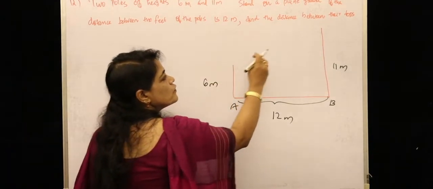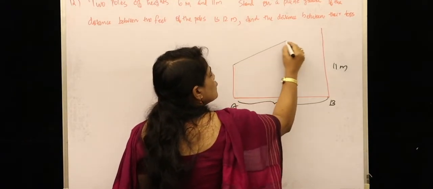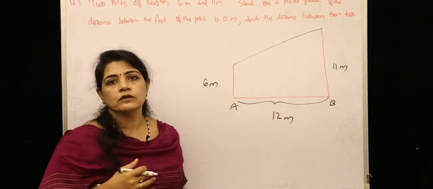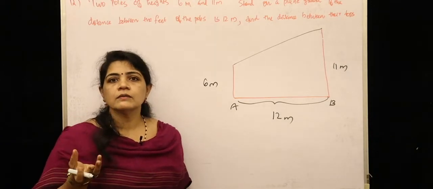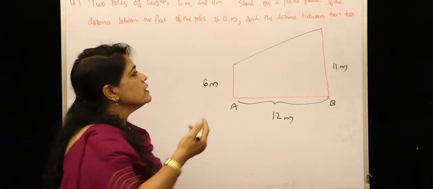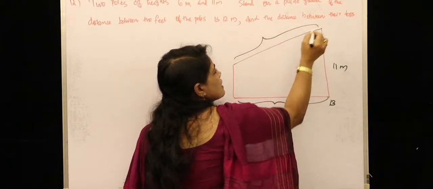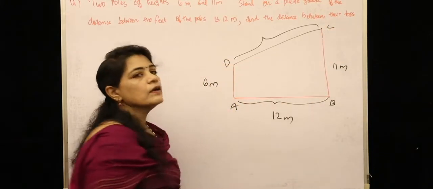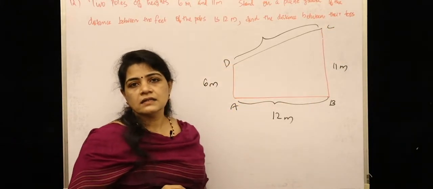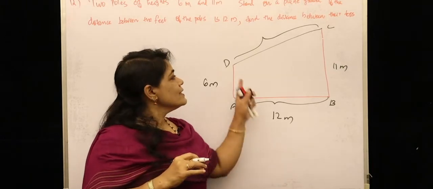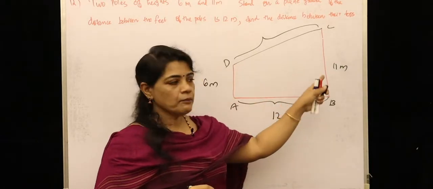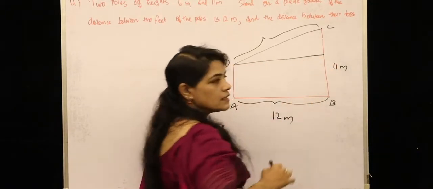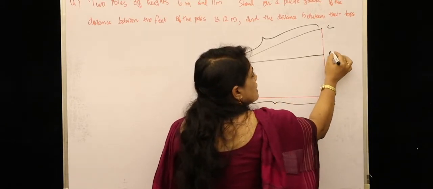Here this is the top of the first pole and the second pole. If you join this, you will get the distance between the tops of the two poles. It's a very simple question. This is the required distance asked. Let it be ABCD. In order to get this answer, children, draw a line DE parallel to AB. This is a construction, let it be DE.